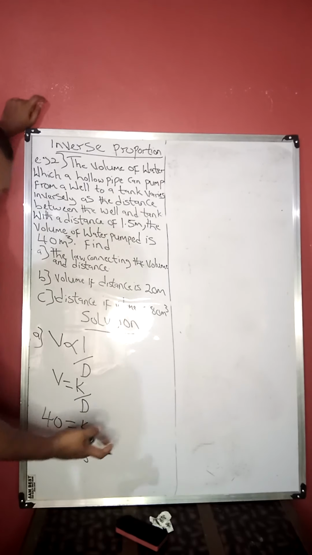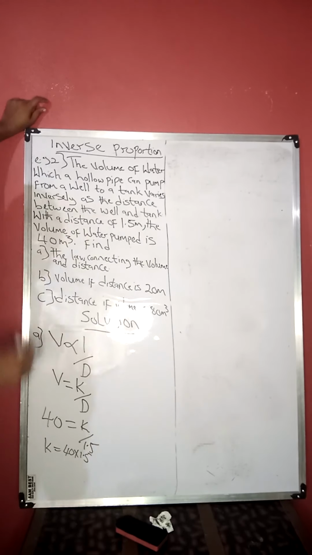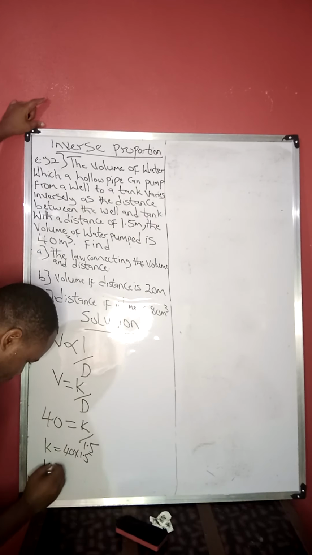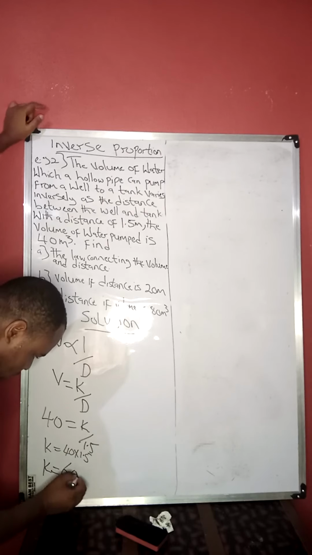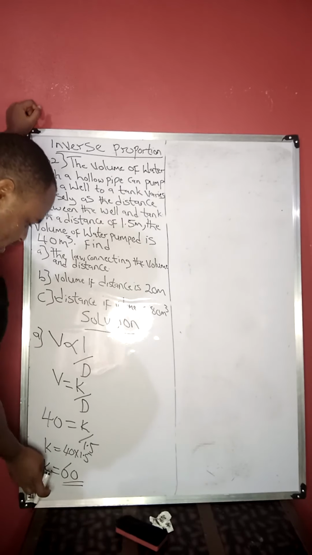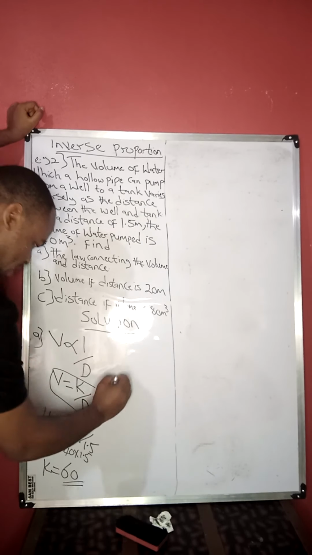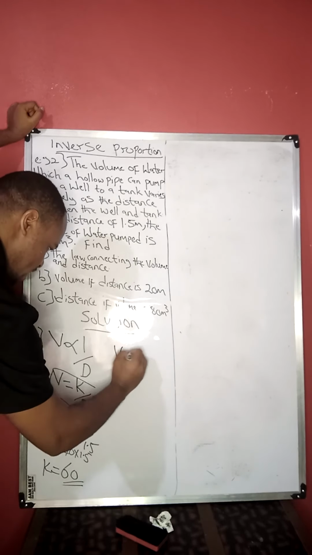1.5 is the same as 3 over 2. So if you divide 20 times 3, you'll be having 60. So my K, which is a constant, is what? 60. Alright, I've gotten my value of K as 60. I'll now introduce this K as 60 into this relationship. So my V will be equal to, anywhere I see K, I'll be putting 60, 60 all over what? The value of D. This is the relationship that the A part is asking you of.